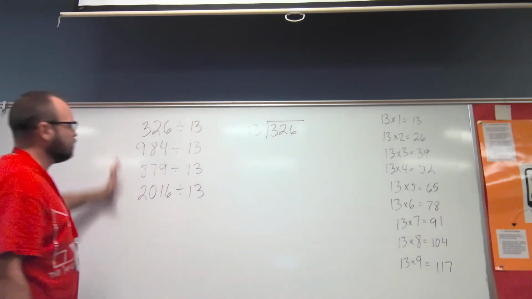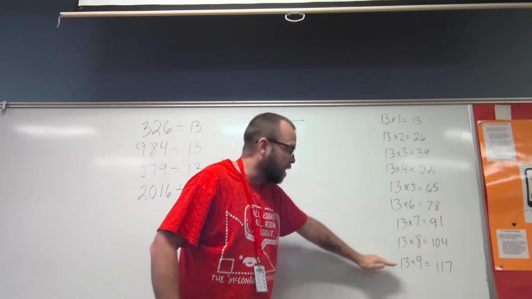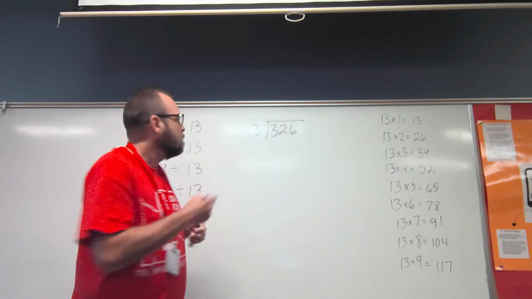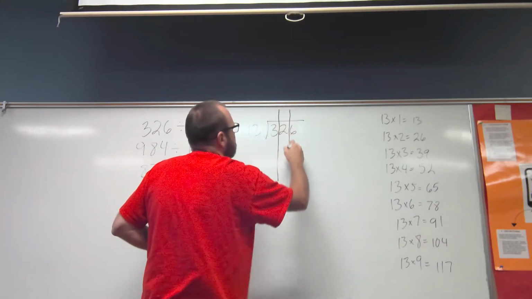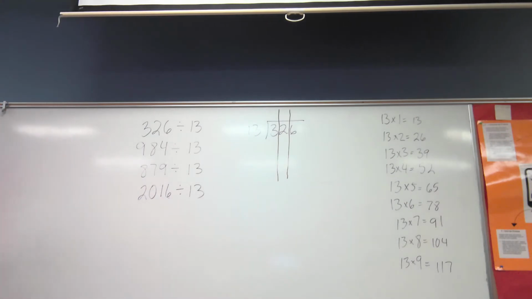So I made these all divisible by 13. So I listed my multiples of 13. I only have to go down to 9 because I'm only putting one number up here at a time. And I'm going to divide it up a little bit to make it easier for me to do this. And I have graph paper back there when we get to it and you want to do it this way.